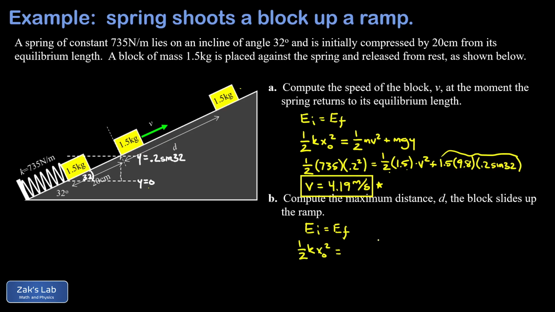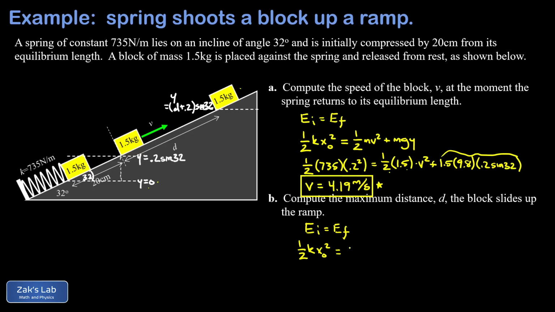And in my final state, while I'm measuring relative to y equals 0, that initial location of the block, in my final state, I'm going to have a height all the way up here that's again given by the hypotenuse along this ramp multiplied by the sine of 32 degrees. Well, the hypotenuse now is d plus 20 centimeters. So my final y coordinate is going to be d plus 0.2 times the sine of 32 degrees.